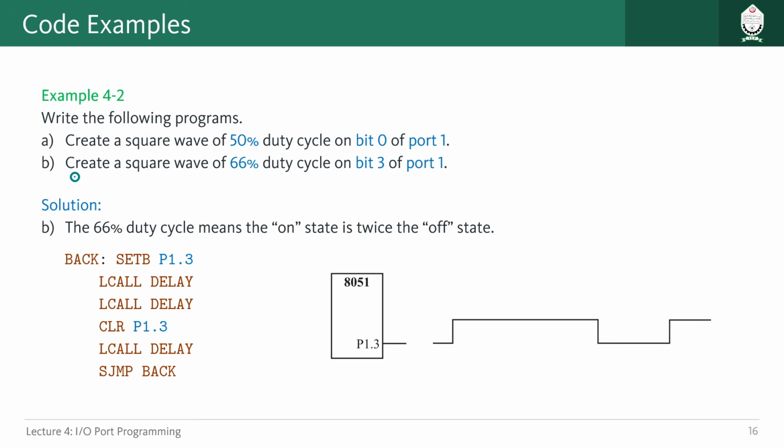Then the next problem, this one, has a 66% duty cycle. 66% means 2/3 of the time should be on and 1/3 of the time should be off of the total time period of the square wave, right? So basically you can create a delay. You can call the delay twice for on, after SETB, and for clear you can call the delay once. In this way you get approximately 66%, or basically 66.66%, duty cycle here. So easy to understand.